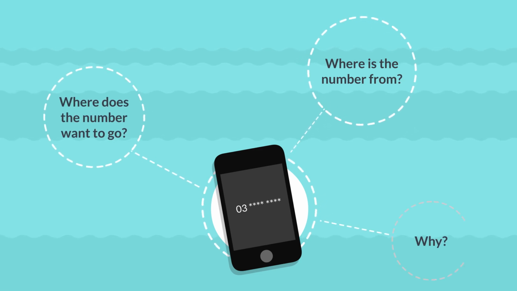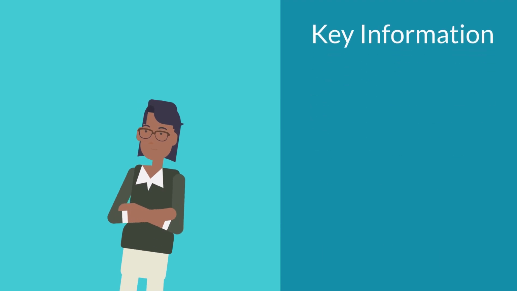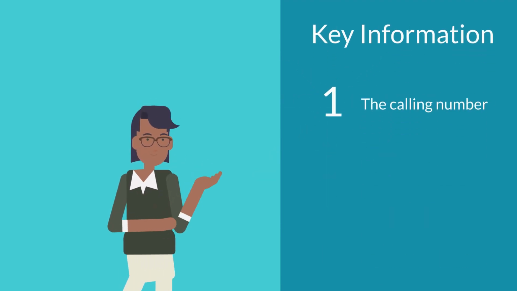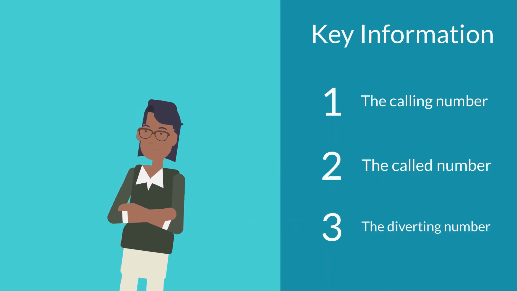For FastPort to work, the carrier diversion must have three key pieces of information in the diversion header. 1. The calling number. 2. The called number. 3. The diverting number.